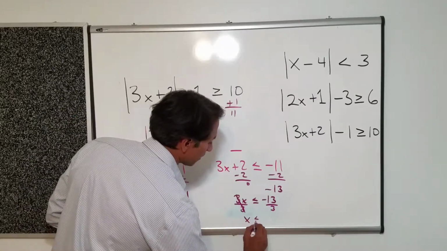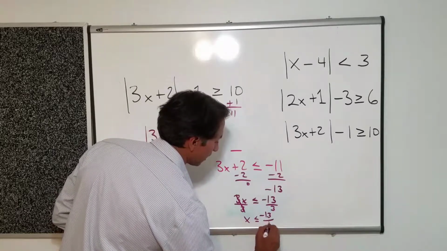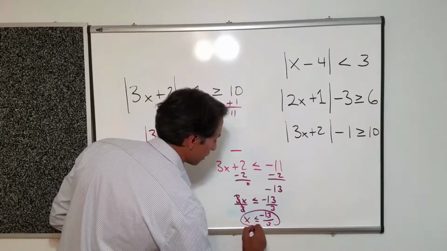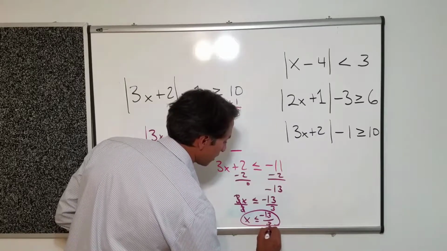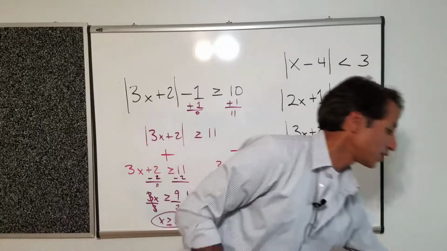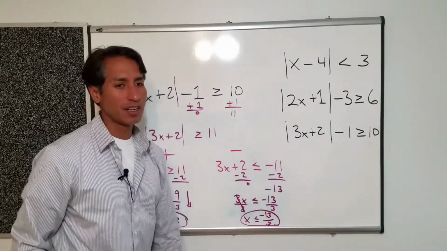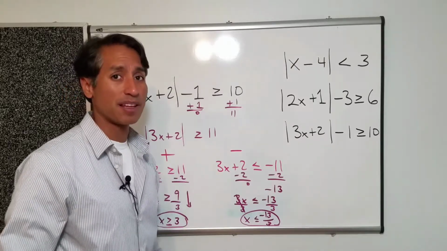X is less than or equal to negative 13 thirds. Okay. Now the nice thing about this is, this is one of those situations where you don't really need to condense that into another fraction. If you want to change it into a mixed number, then you can.